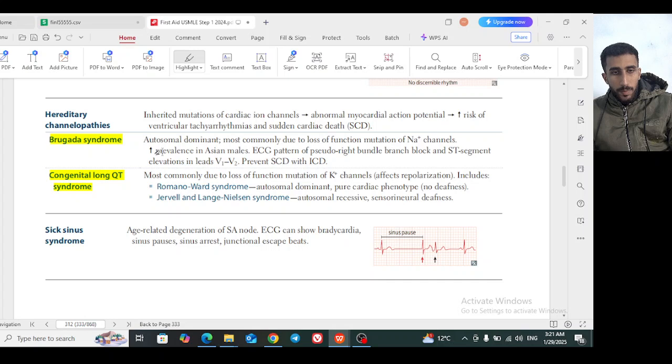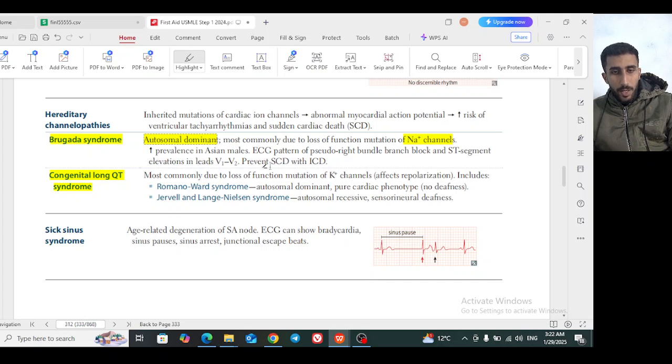For Brugada syndrome, the inheritance is autosomal dominant, and the defect lies in the sodium channels. You have to know that the defect is in the sodium channels. You don't have to know much further detail. It is autosomal dominant, and the defect is at the level of the sodium channels.